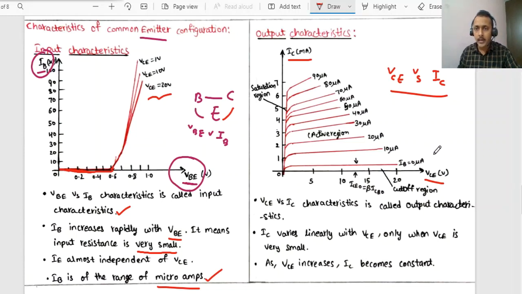Similarly, with respect to the output characteristics, for very small values of VCE it is a little bit linear, but after crossing a certain point, even though the magnitude is 5 volts or 10 volts or 15 volts, the collector current is constant. So IC varies linearly with VCE only when VCE is very small. As VCE increases, IC becomes constant. Up to a certain point it can be linearly increasing with VCE, but after that the collector current becomes constant.